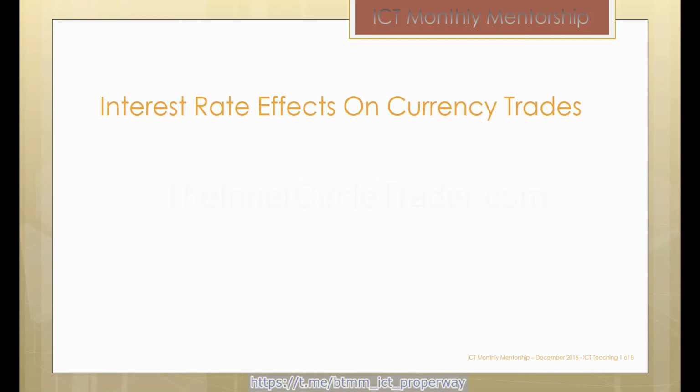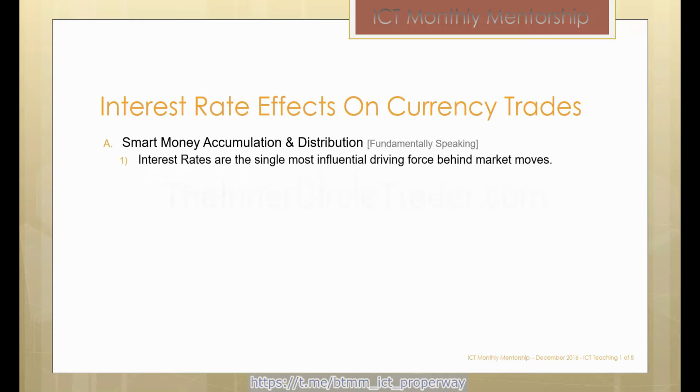We're going to be dealing specifically with the interest rate effects on currency trades. Okay, now in this module, we're going to talk about smart money accumulation and distribution, fundamentally speaking. And that comes by way of our understanding, and hopefully your acceptance of the fact, that interest rates are the single most influential driving force behind market moves. Understanding interest rate shifts and changes can assist you in selecting trades.